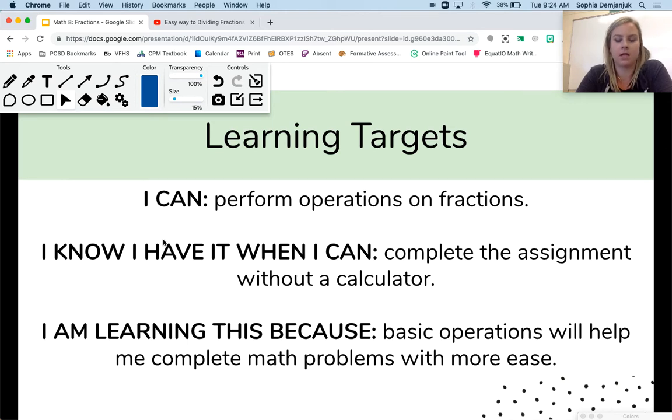And we talked about what operations means in the last video, how it's adding, subtracting, multiplying, dividing. You'll know you can have it when you complete the assignment without a calculator, and you're learning this again very similar to the last lesson, how basic operations will help you complete math problems with more ease.